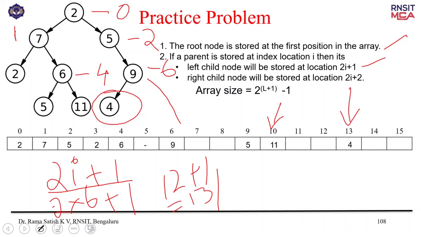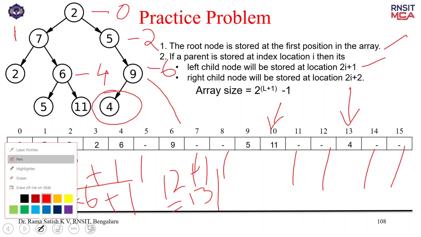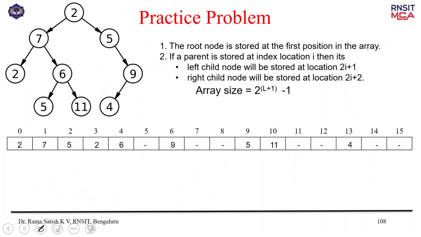For the rest you don't have any elements, so automatically you put hyphens. Look at here, hyphen, hyphen, hyphen, hyphen, hyphen, hyphen, hyphen. That's it. This is the way you can store the elements of a tree into an array.